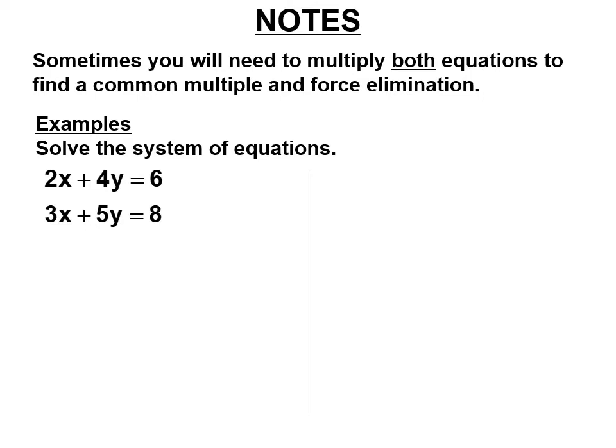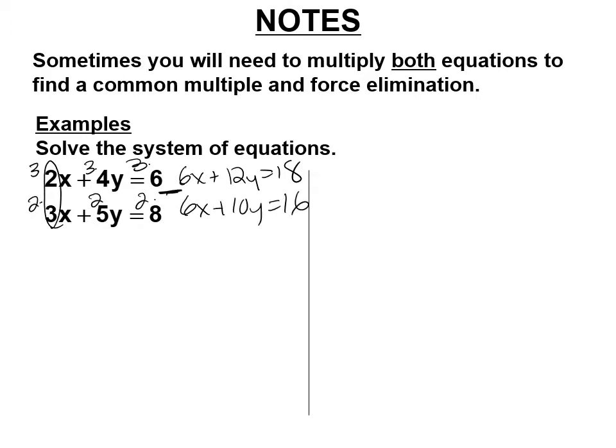So one possibility is to multiply the top one by 3 and the bottom one by 2. Why did I choose that? Because I'm going to turn both of those into 6's. And as long as I do everything to both sides, this will work. So 6x plus 12y equals 18, 6x plus 10y equals 16. They're the same, so I'm subtracting. So 0, 12y minus 10y is a positive 2y, 18 minus 16 is 2. Divide both sides by 2, y equals 1.